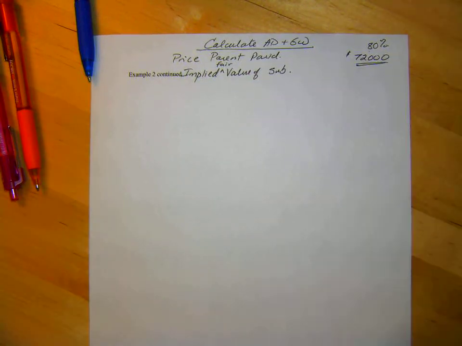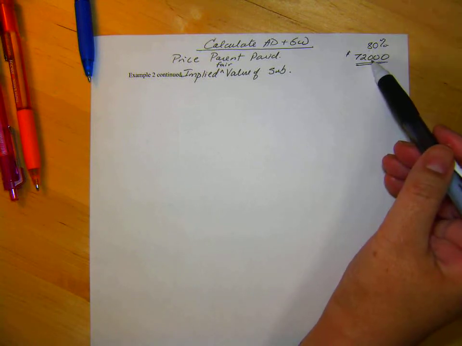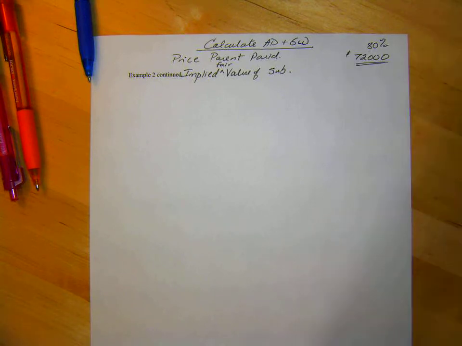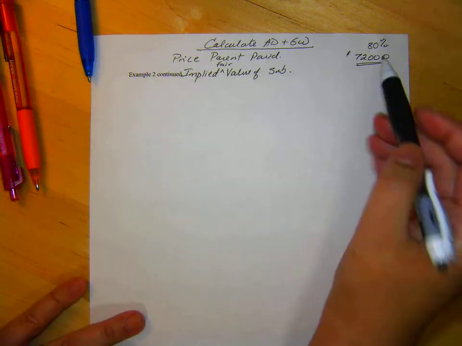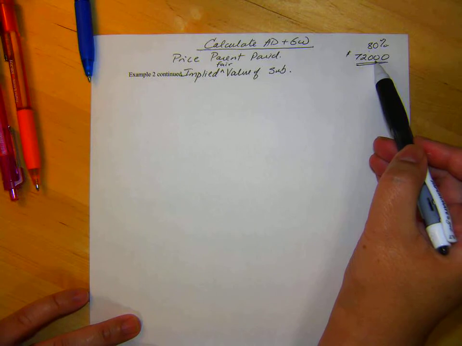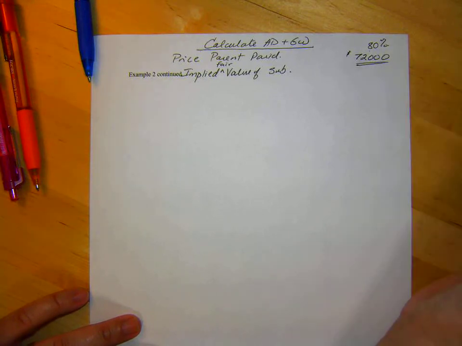So what we're saying is what we paid, the 80%, 72,000 for our shares, it would have been the same price for the sub, or for the NCI. Our 80% of our shares would have cost 72,000 for us to buy them. The other 20% we're assuming are trading at a similar rate.